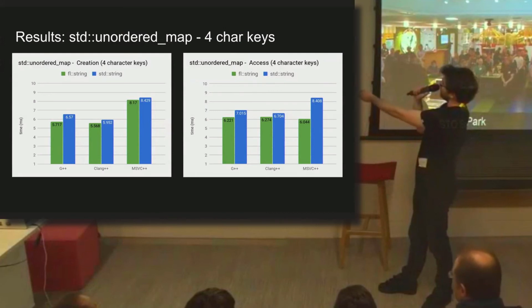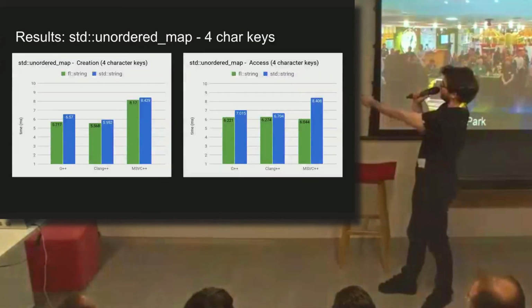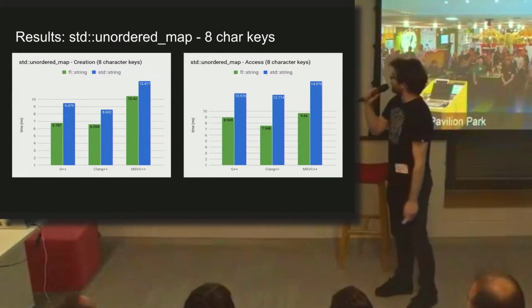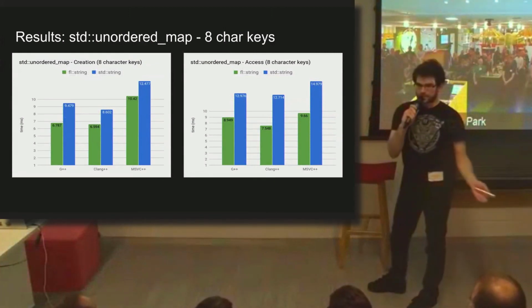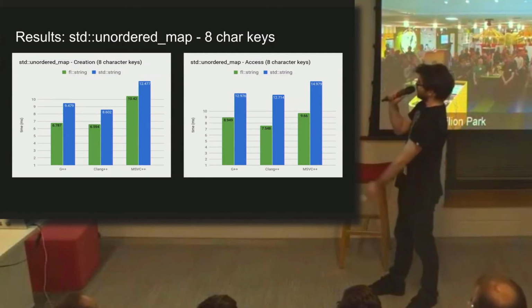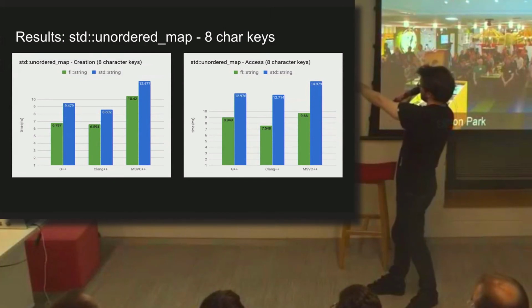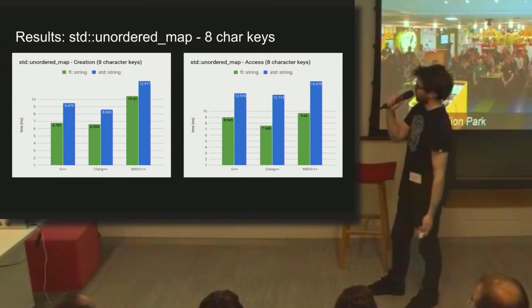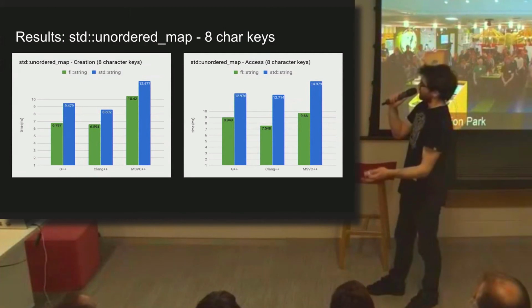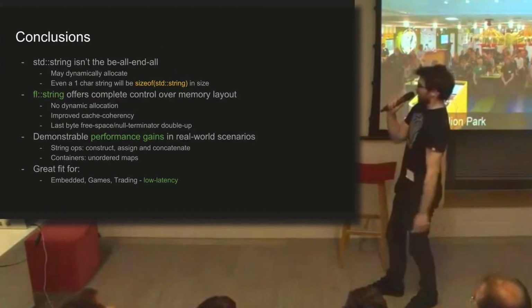So let's have a look at 8-character strings. No, what is your clicker doing to me? There we go, 8-character strings. And we can see that the lead fixed length string has over standard string is opening up a lot more now. We can see considerable and consistent advantages with regards to map creation time and map access time, regardless of compiler, 4 keys, 8 keys. Oh, yeah, it's pretty awesome.